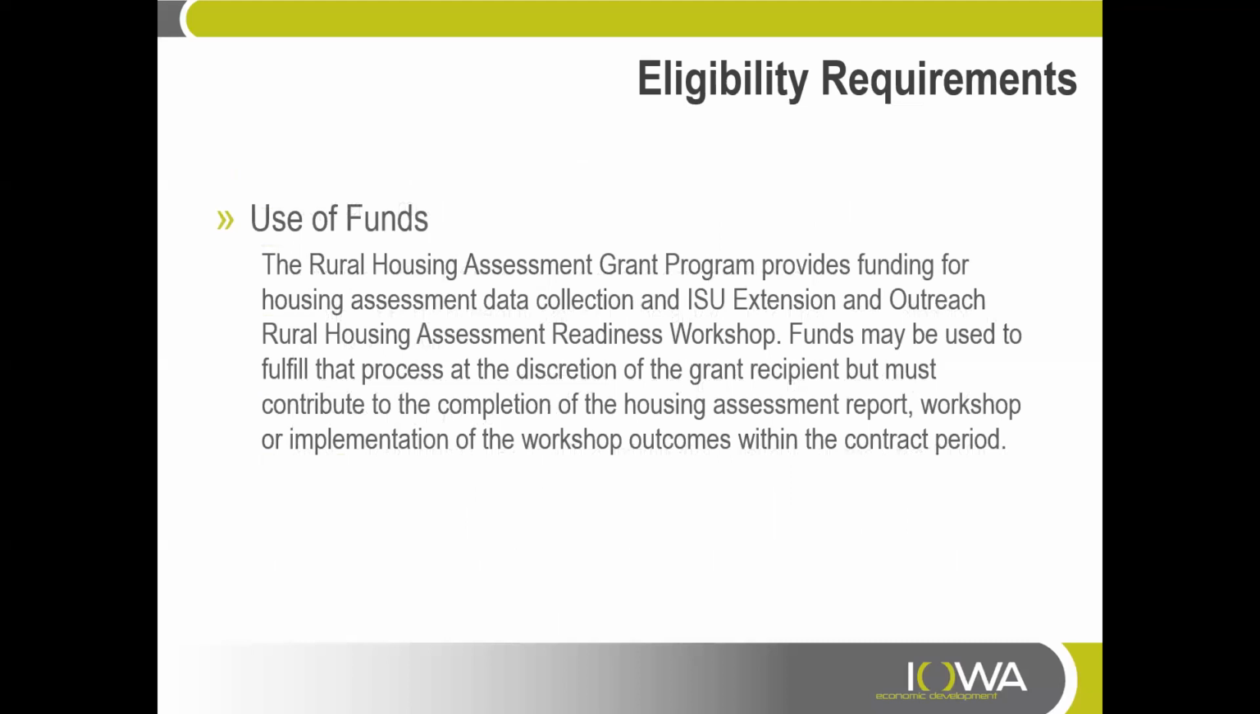The use of funds I have talked about already a little, but essentially the dollars that do not go towards ISU Extension and Outreach, so the remaining kind of 10,000, can be utilized either on implementation of direct outcomes from that report, or on information gathering that is necessary in order to have a full picture of your housing situation.